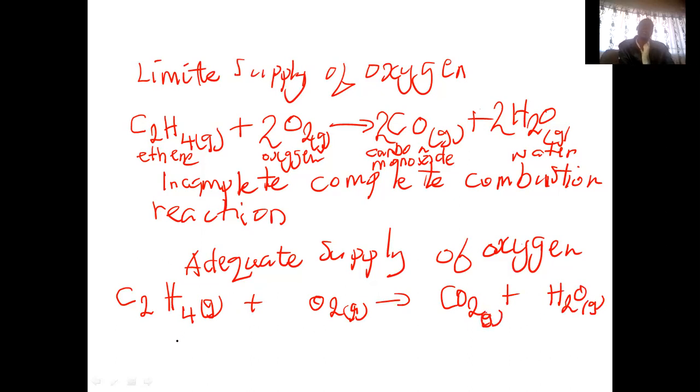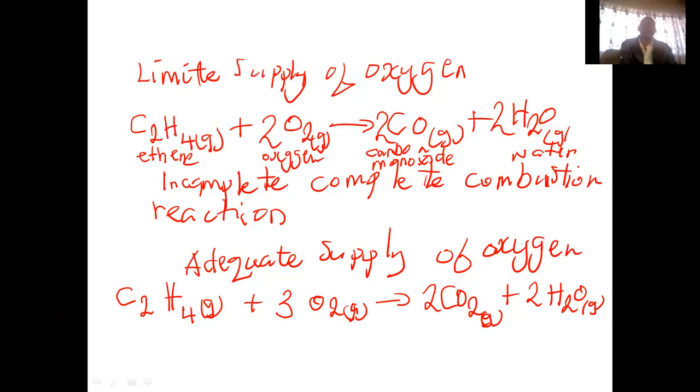So we have to balance this equation. 2 carbon atoms this side, so we need to put 2 there. Hydrogen 4 here, so we need to put a 2 there to make them 4. Oxygen, so this side you have 2 times 2, which is 4, plus 2, which is 6. And therefore, we need to have 3 atoms as a subscript here, 3 times 2, which is 6. So this is a balanced equation.